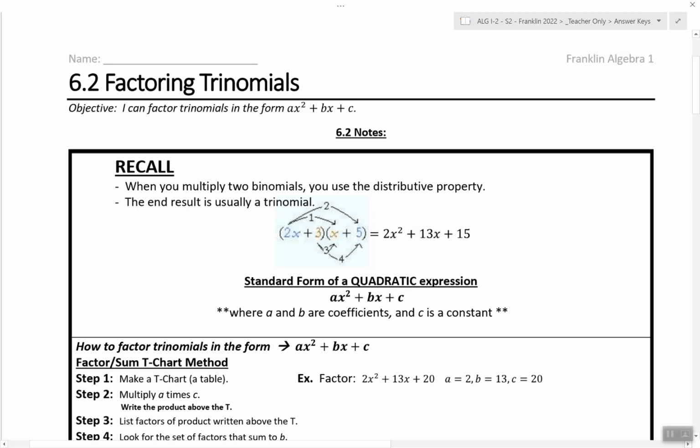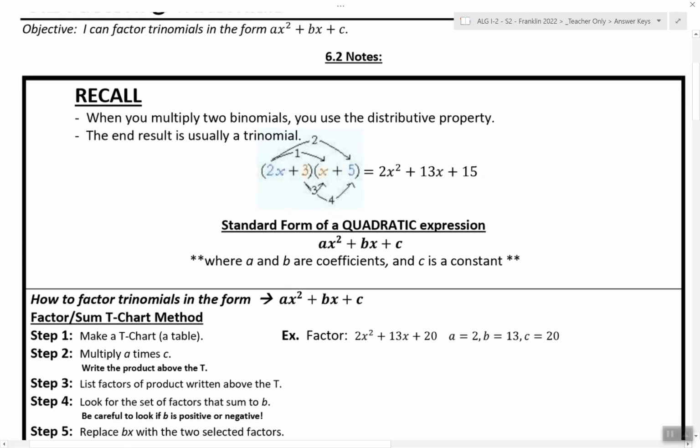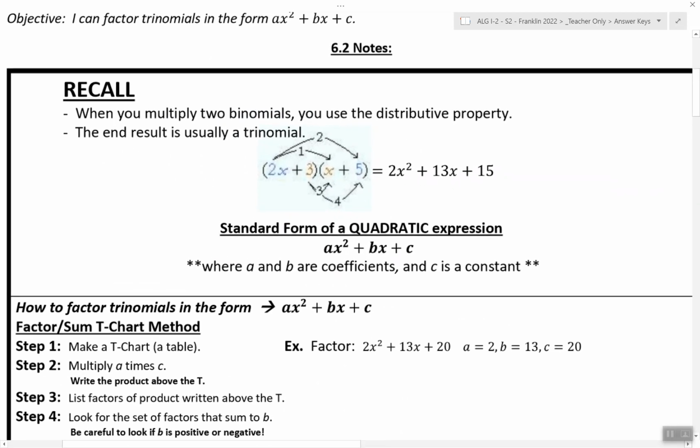But remember, when you multiply two binomials together, we use the distributive property and then combine like terms. And the end result is usually a trinomial. So even though when we first multiply two binomials, we get four terms, the middle two often combine. So part of what we'll be doing in this process today is reversing that combining like term step to figure out what the four terms were.